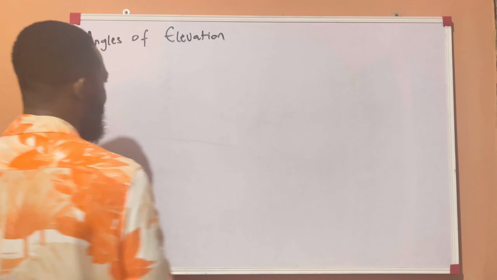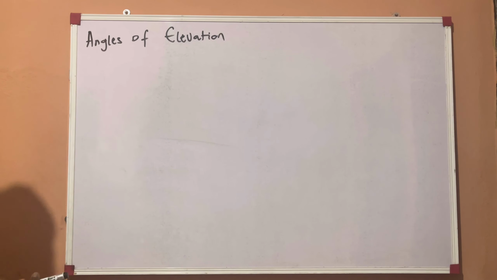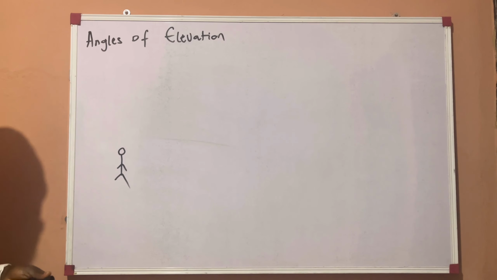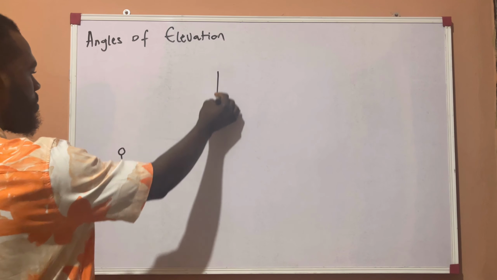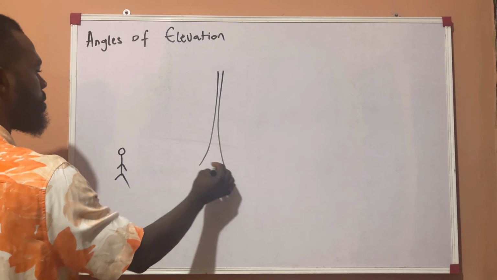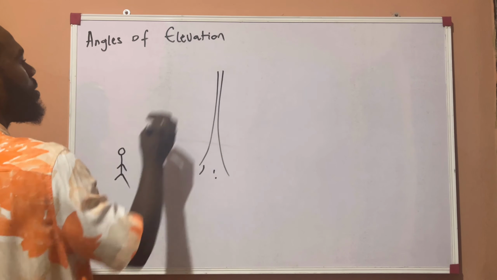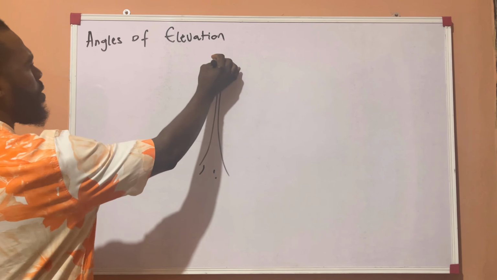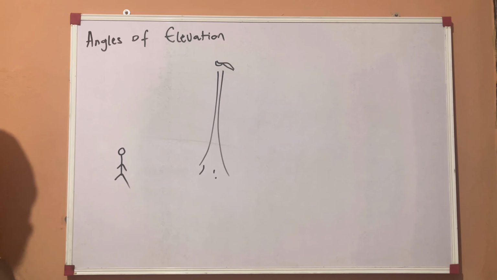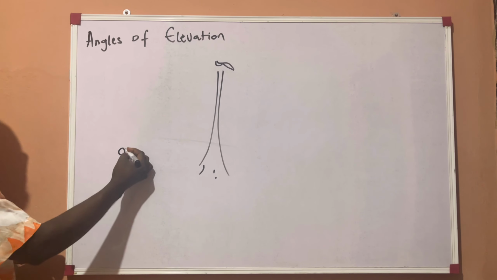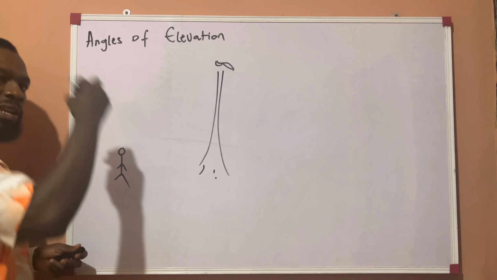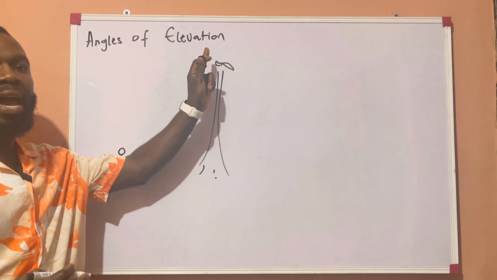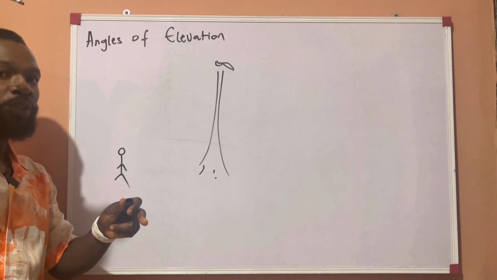Now, how can I bring that into reality? Let us assume that this is an observer down here, and this is a tree. On top of this tree, there is a bird. Let's assume that is the shape of a bird. The observer wants to look at this bird on top of the tree, so the observer needs to raise his eyes to see it.